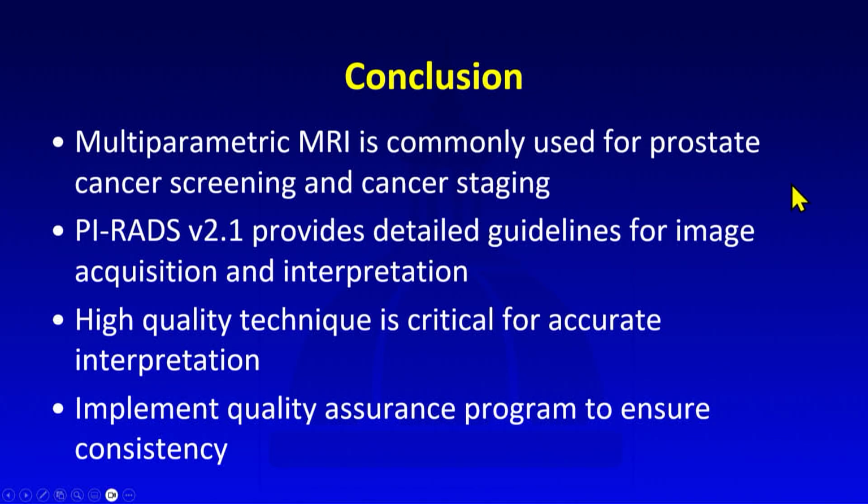In conclusion, multiparametric MRI is commonly used for prostate cancer screening and cancer staging. And the PI-RADS 2.1 provides detailed guidelines for image acquisition and interpretation. And that high-quality technique is really critical for accurate interpretation. And it's also really important to implement a quality assurance program to ensure consistency.